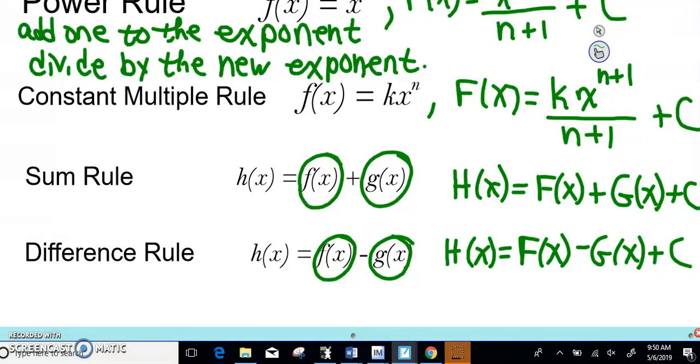But these are rules. Remember them, know them, along with the derivative rules. Know them, know them. Don't know about them, know.